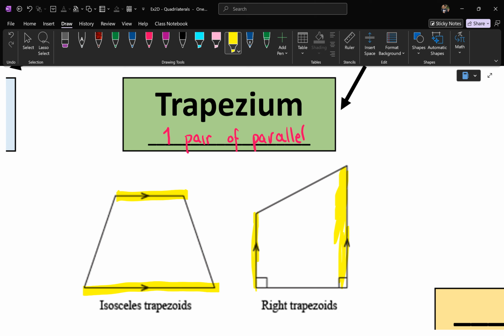And so usually it can be either one or the other. You can have two sides that kind of angle out, or you can have a right angled trapezium. So the one property I want you to know when you're looking at the shapes is that they are identified by the number of pairs of parallel lines.